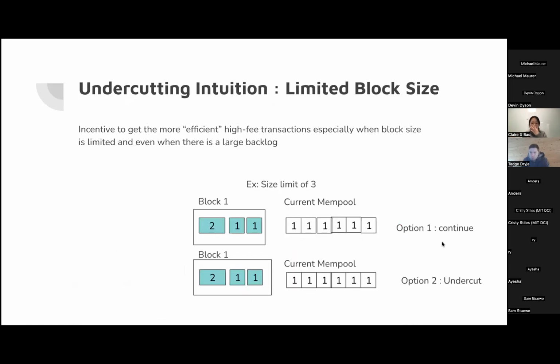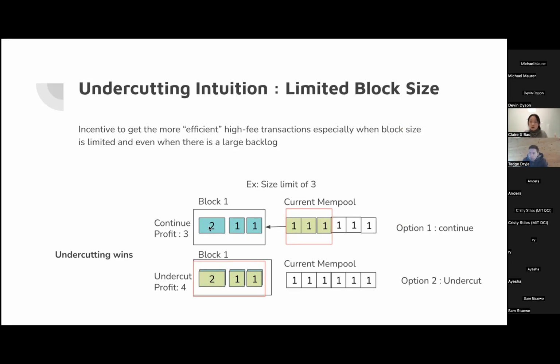So let's take a look at an example where we have a limited block size and we also have a high fee transaction. For example, let's assume we have a large mempool full of regular low fee transactions, and this previous block has one high fee transaction of 2. Now, if we were to continue and we're limited to only taking 3 transactions in our block, then what we would do is basically take 3 of these transactions and we would make a new block.